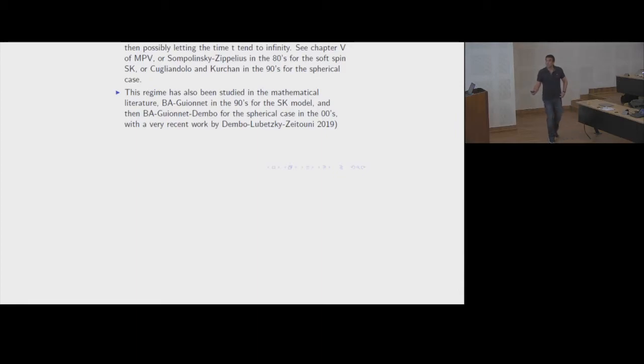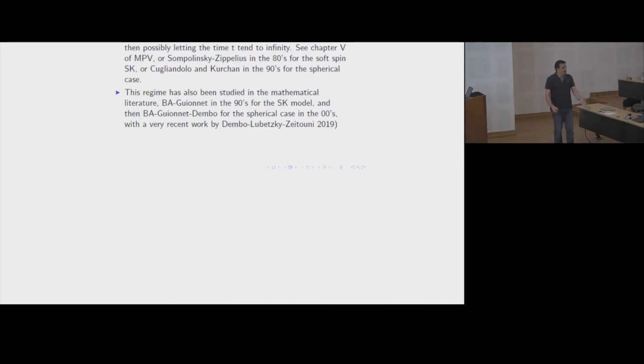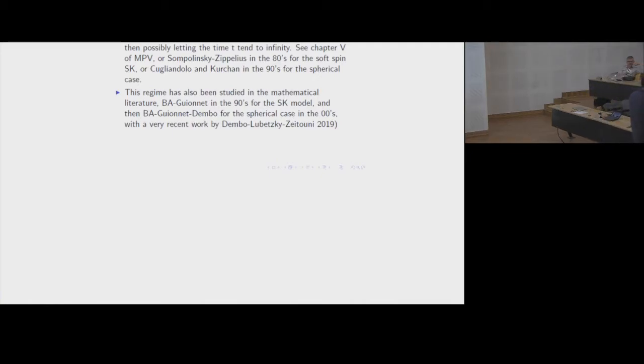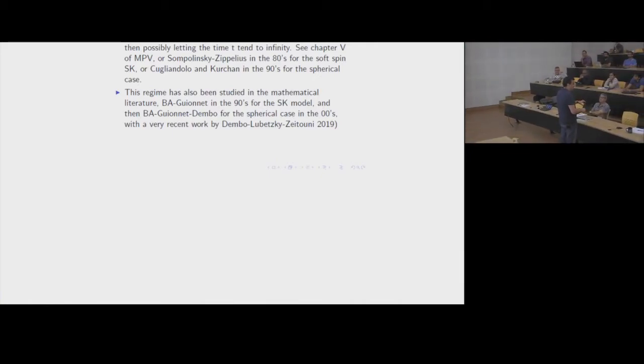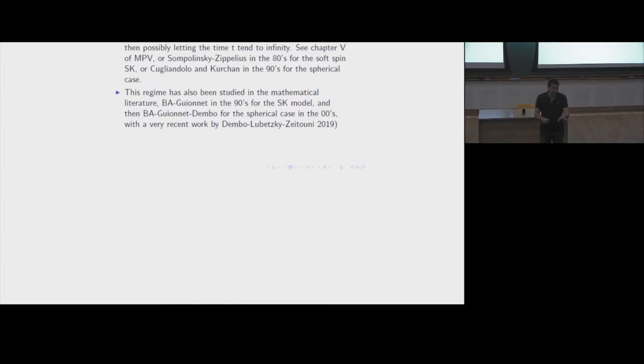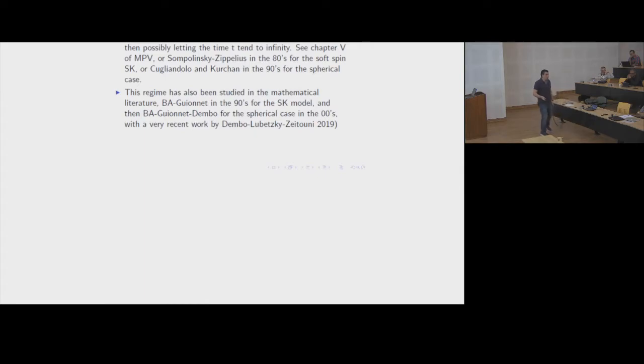So this regime has also been studied in the math literature. That was the PhD thesis of Alice Guionnet in the 90s with me, and that was for the SK model, and for the spherical case, we studied that with Amir Dembo in the aughts. There is a very recent work, in fact, a few weeks ago by Dembo, Lubetzky, and Zeitouni. You might not be interested in this direction, but they prove that the result that we proved with Alice and Amir is correct when the couplings are not Gaussian. So universality in the non-Gaussian case, this looks like nothing, but it's a hell of a work. It's hard, really. But the end result is every result proved before is also correct there.